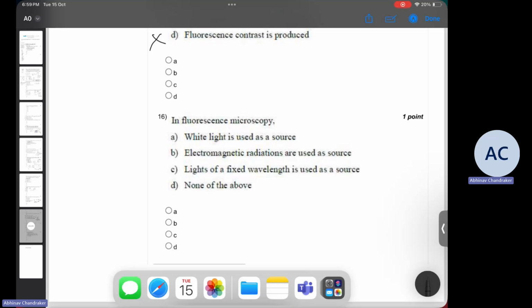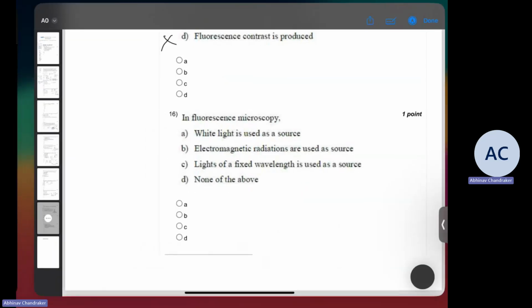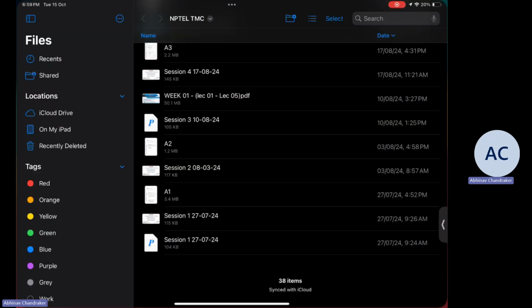Let's look at the setup of fluorescence microscopy in detail.